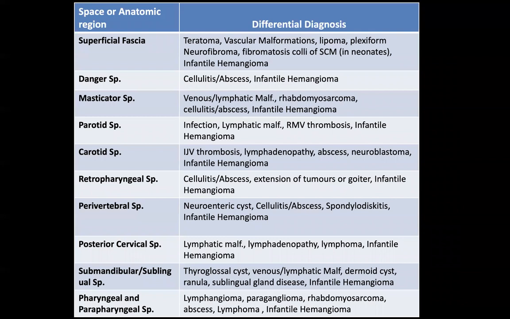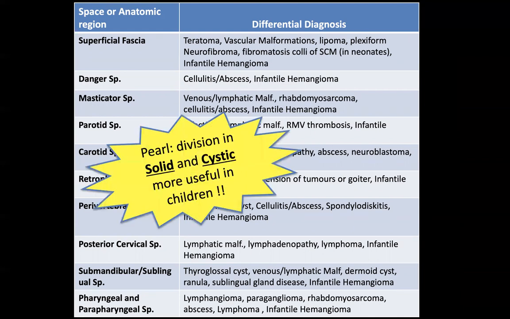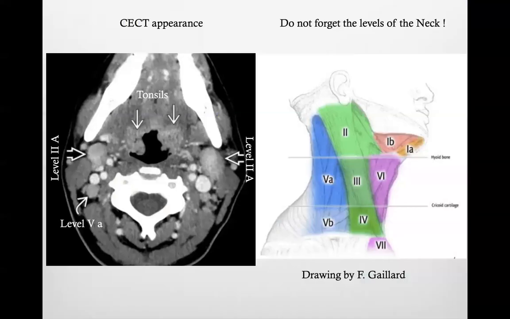So what you need to do, this is my tip for the diagnosis that I will expand in my workshop on differential diagnosis of neck masses in children. The first step for the differential diagnosis is probably solid versus cystic. And then you look at the space and then you look at other characteristics. Don't remember the nodes level.